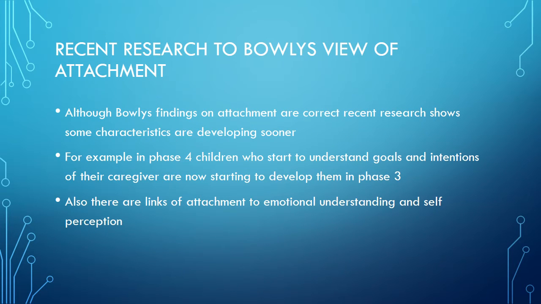Recent research on Bowlby's view of attachment. Although Bowlby's findings on attachment are correct, recent research shows some characteristics are developing sooner. For example, in Phase 4, children who start to understand goals and intentions of their caregiver are now starting to develop them in Phase 3. Also, there are links of attachment to emotional understanding and self-perception.